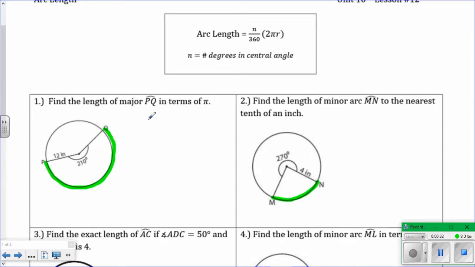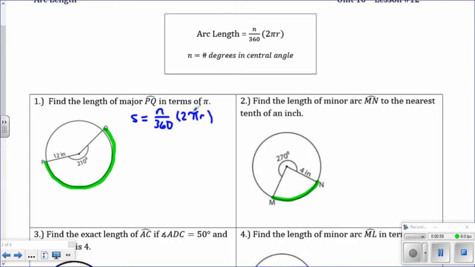Number 1 says to find the length of major arc PQ in terms of pi. And I've already highlighted the major arc PQ. A major arc is more than 180 degrees. That's why I went in that direction. First I'm just going to write the formula. For arc length, we use the variable s, which may seem kind of strange, but we can't use a for arc length because a is area. So instead, we just used s, I guess.